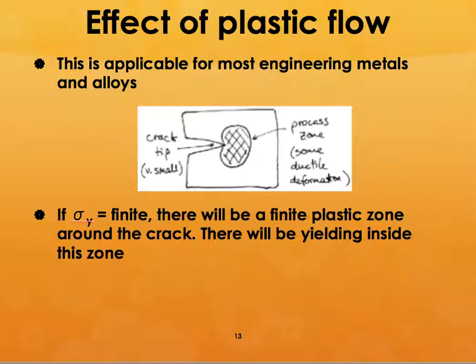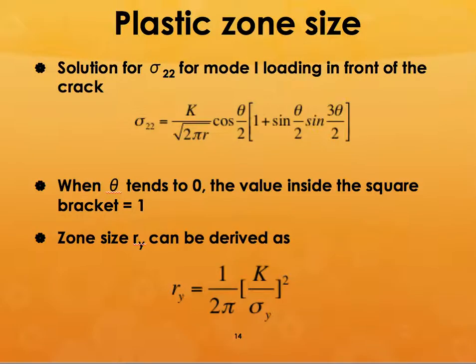So we will adapt this to the case of composites. In this case, we will talk about the size of the plastic zone, and this is based on the solution for sigma 22 for mode 1 loading in front of the crack. So when theta is equal to 0, the value inside the square bracket will become equal to 1.